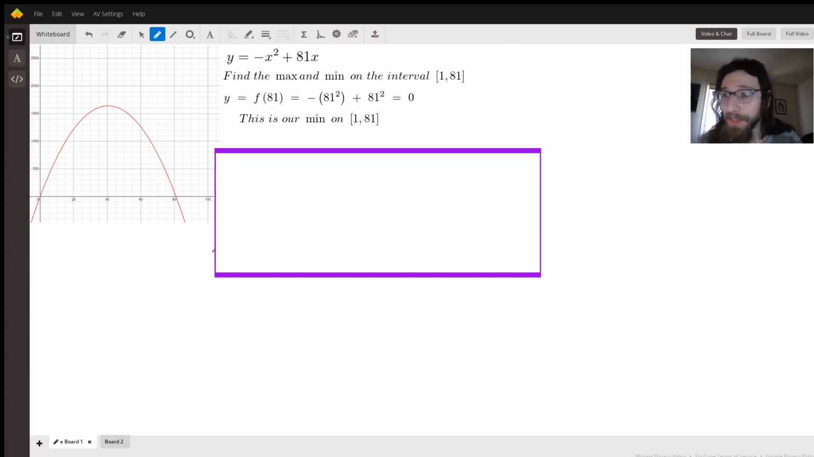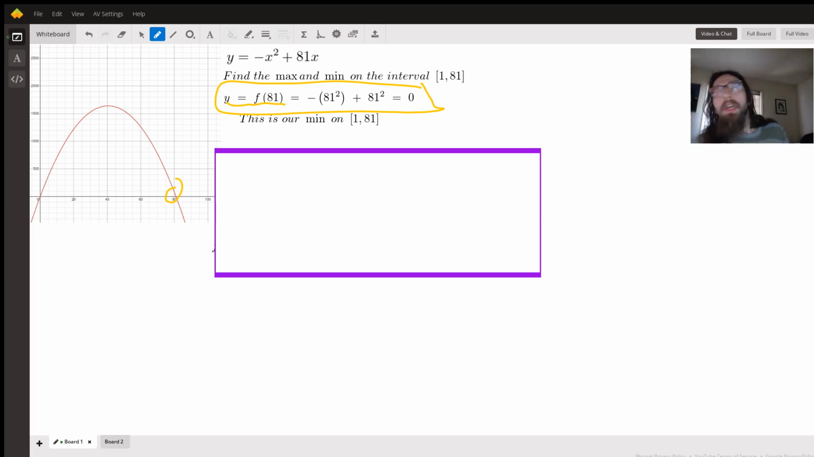So what we need to do is take that 81 and plug it in to our x equation right there. You plug that into our x equation, we find out that minus 81 squared plus 81 squared is 0, which is our minimum for this function given this interval. And you can see right here, this is where it is on the graph. It all makes sense.